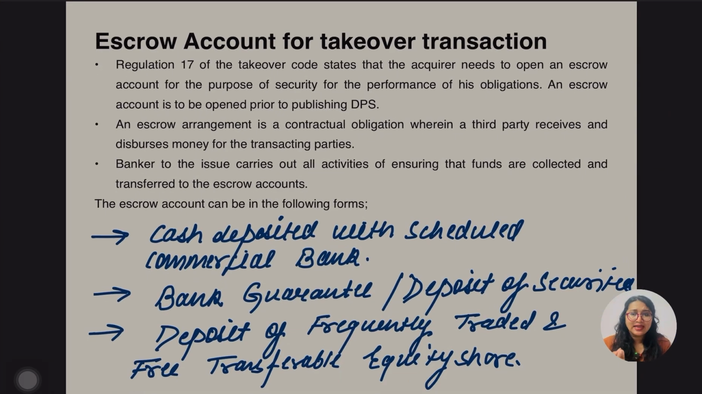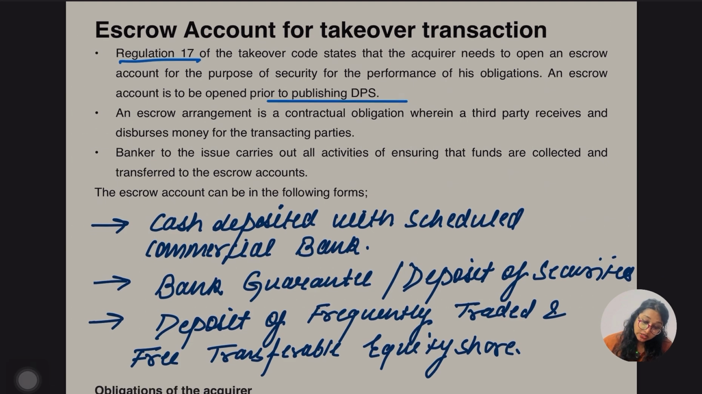Let's go for the escrow account for the takeover transaction. As per Regulation 17 of the takeover code, the acquirer needs to open an escrow account for the purpose of security for performing his obligation. The escrow account is to be opened prior to publishing the DPS. How many days before? 2 days, I remember. That's 2 days before publishing the detailed public statement.